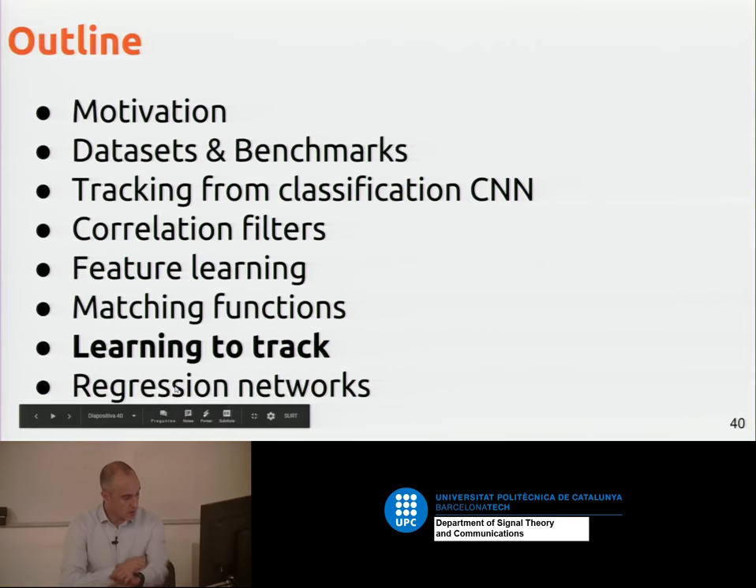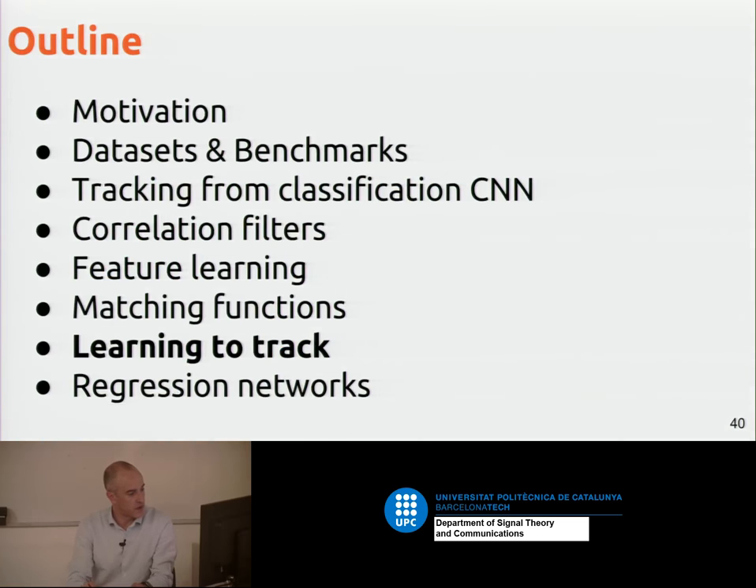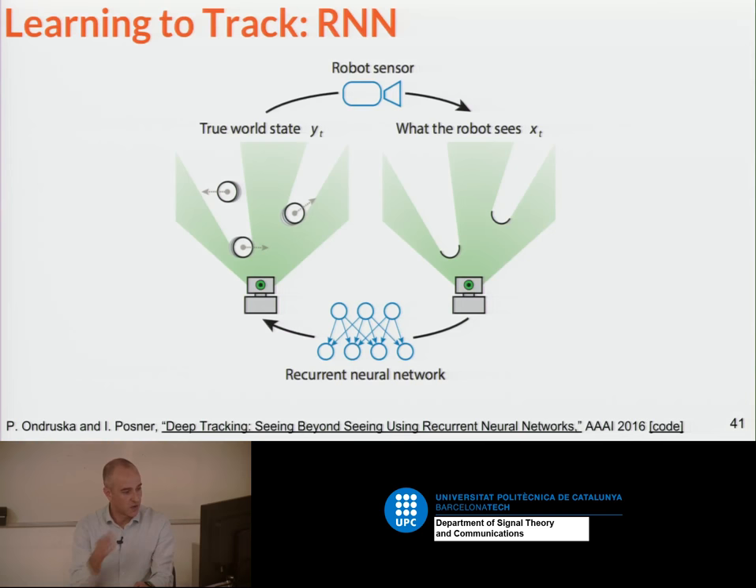Okay, the almost final approach, learning to track. Everything I'm explaining here is just tricks to try to avoid solving the tracking problem. I do some trick, and in the end, I do the tracking, right? Then some people have tried, can we really train a neural network that does everything? So what are the solutions there?